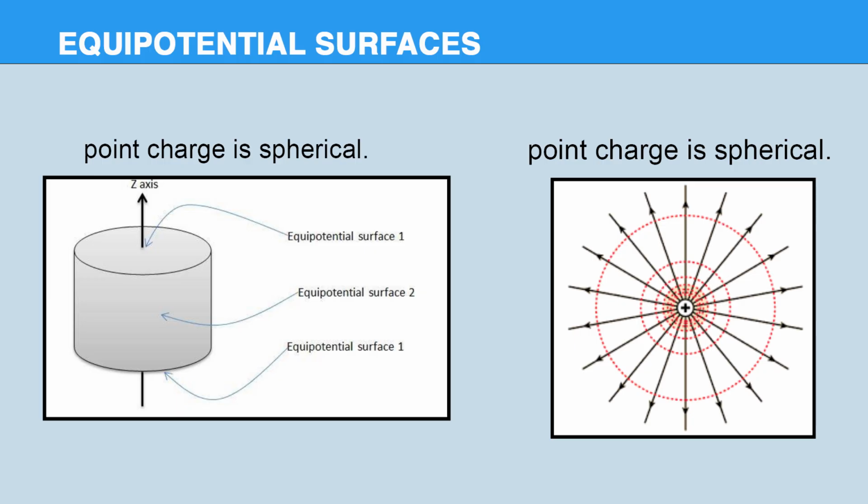Suppose you imagine dropping a stone into a still pond. The ripples that move outward are like the spherical equipotential surfaces around a point charge.